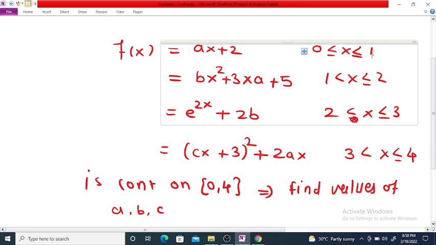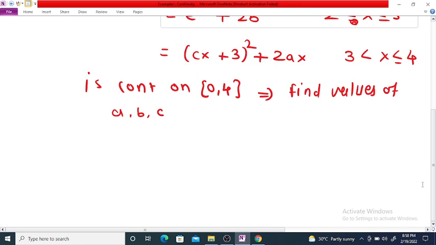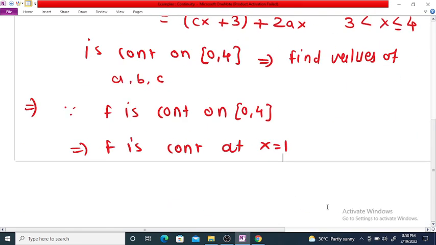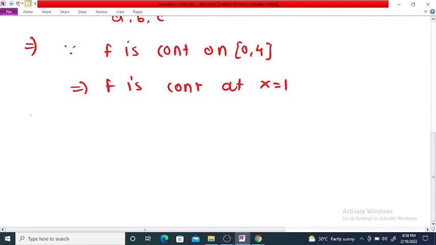It is continuous at the endpoints also, that is, it is continuous at 1, at 2 and 3. So since f is continuous on the interval 0 to 4, this implies f is continuous at x is equal to 1. So this implies limit x tends to 1 plus of f of x is equal to limit x tends to 1 minus of f of x.